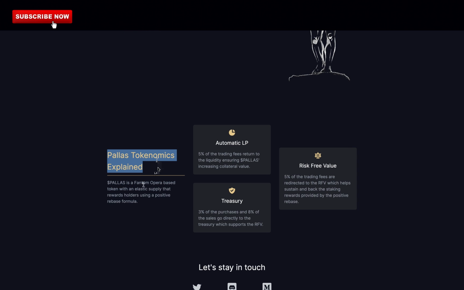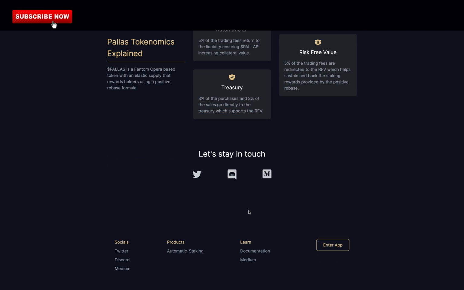The Pallas tokenomics explained. Pallas is a Fantom Opera-based token with an elastic supply that rewards holders using a positive rebase formula. 5% of the trading fees return to the liquidity, ensuring Pallas increasing collateral value. 5% of the trading fees are redirected to the risk-free value, which helps sustain and back the staking rewards provided by the positive rebase. 3% of the purchases and 8% of the sales go directly to the treasury, which supports the risk-free value. Then here you can join them on Twitter and Discord.